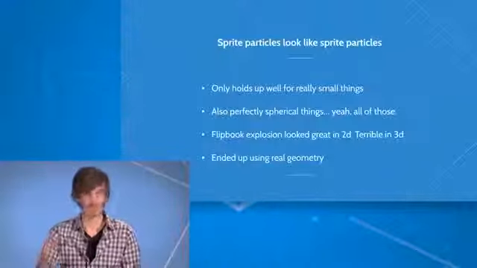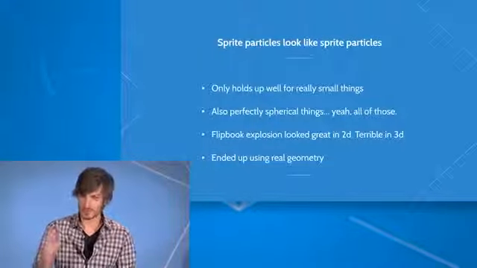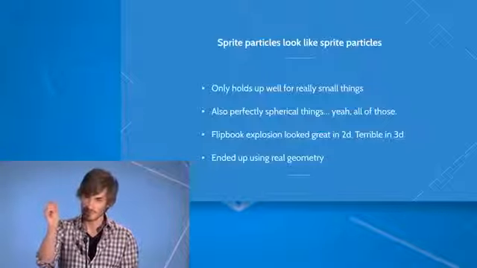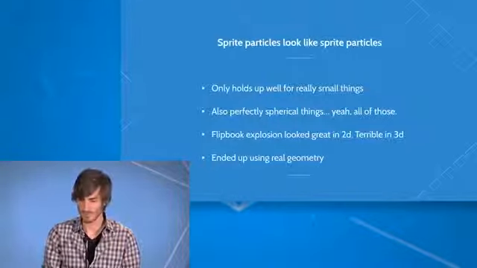There's this ugly mirror of truth that happens with stereoscopic vision, which is that things tend to look exactly like what they are. So sprite particles look like sprite particles. They only hold up really well on very small objects, because the parallax doesn't have an opportunity to expose the lies. It also works very well on perfectly spherical things, for all of the perfectly spherical things that you like to render in all of your games. Flipbook explosions also look exactly like flipbook explosions.